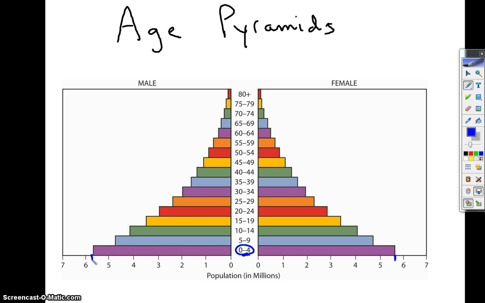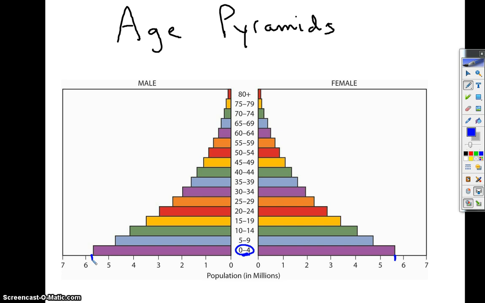So now if we go up one, we've got the 5 to 9 age category, and looking at that, both of those make up about 4 3/4% of the population. And as drawn here, as we go up, the percentage of the population in the older age groups gets smaller and smaller. And as drawn here, it is pretty symmetrical. The percentages of males versus females are the same. And we're going to see that's not always the case.